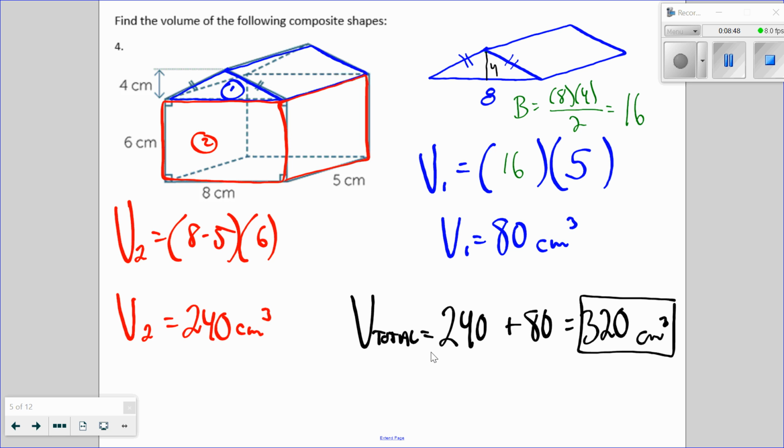It says the following bench is made of solid pine. Pine has a density of 23 pounds per cubic foot. How much does this bench weigh? In other words, find its mass.